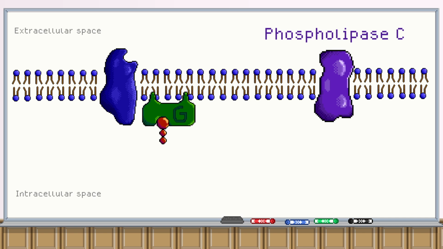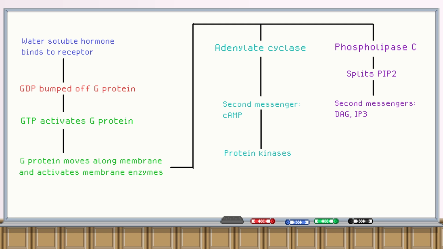Before we go any further, here's a simple chart for your notes. The chart shows that indeed, we need G proteins to be activated before anything else can occur. The G protein moves along the membrane where it can activate our membrane enzymes. These enzymes can be adenylate cyclase or phospholipase C as two common examples. Adenylate cyclase raises the amount of cAMP within the cell, and cAMP is our second messenger.